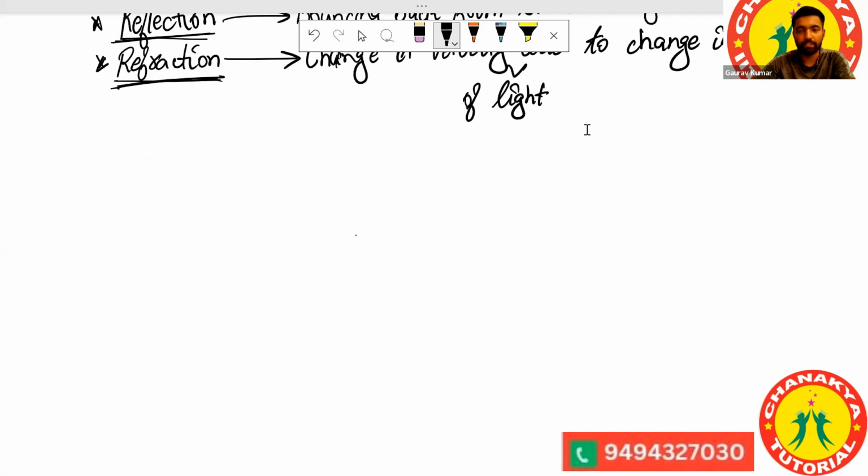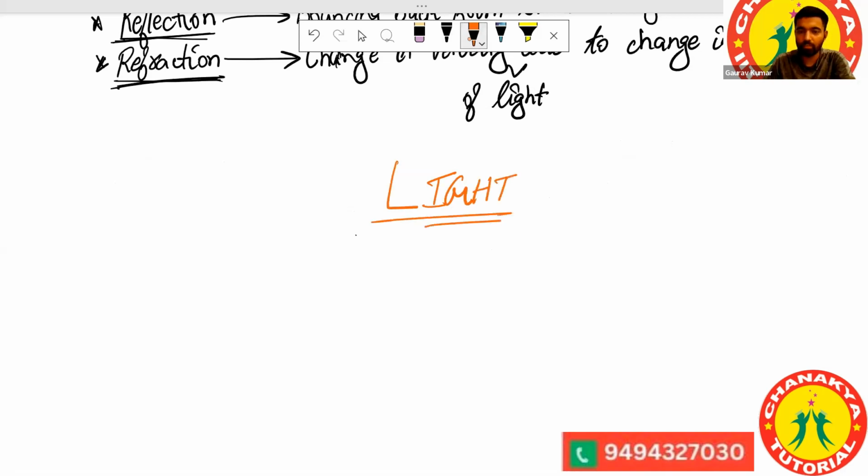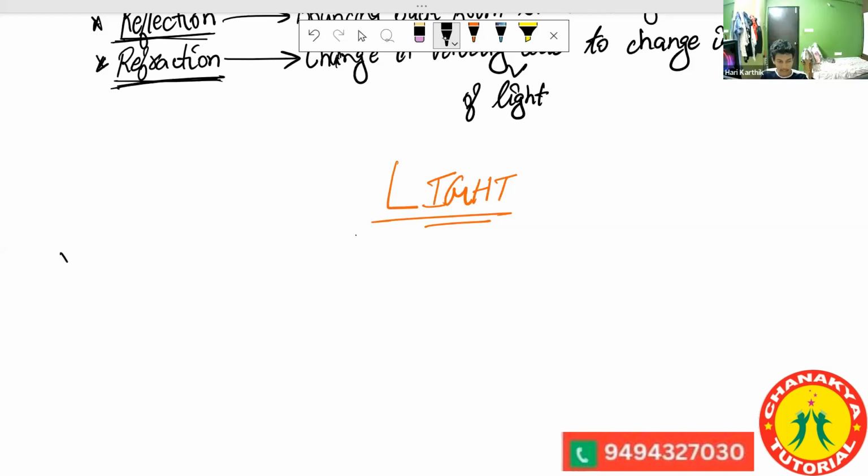Let's start with light then. Today we are going to learn about light. So can anyone of you tell me what is light? It is electromagnetic radiation. Good. What else? It travels in a straight line.